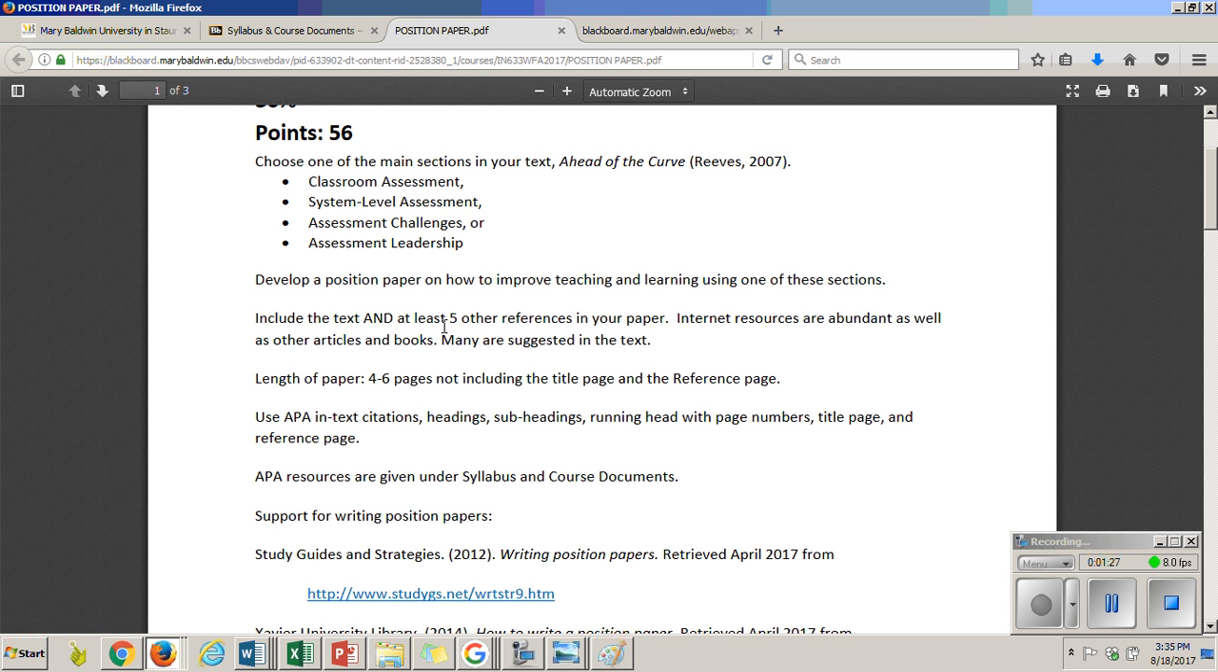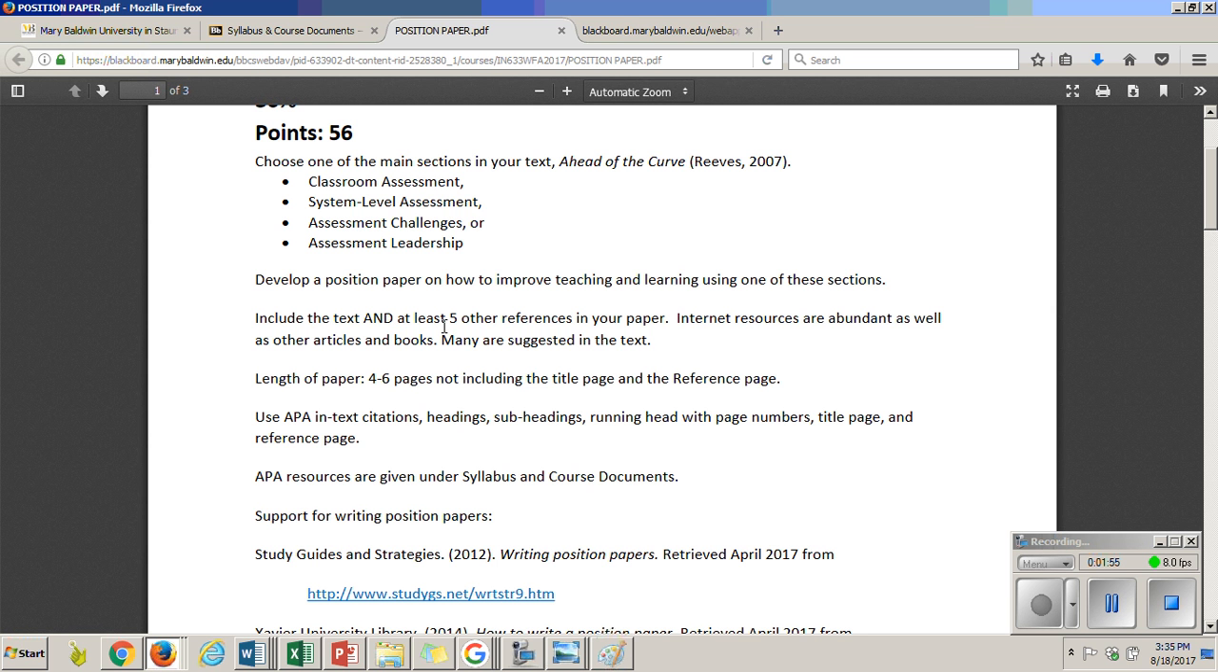There's a lot of things out there, and there's a list under Blackboard and course documents of additional resources. If you find others that you think are good, share them, and I will put them on the resources as well. The length of the paper is 4 to 6 pages. That does not include the title page and the reference page. So it could be 6 to 8 when you add those 2 pages on.